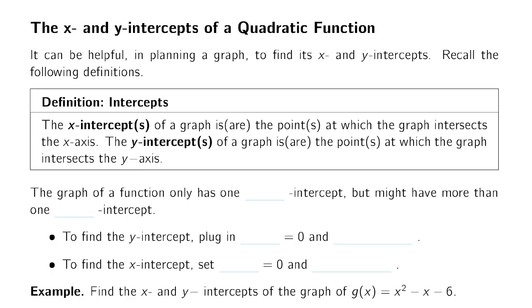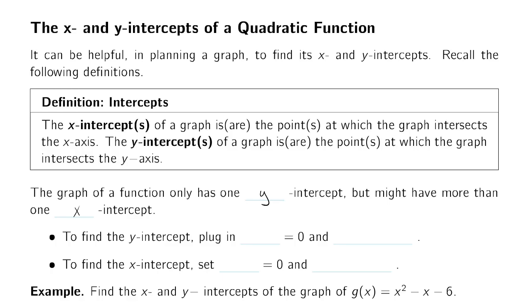It can be helpful when we're trying to plan the graph of any sort of function to find the x and y intercepts of the graph. Recall, we talked about this for lines. The x-intercepts of a graph are the points where the graph crosses the x-axis. The y-intercepts are where the graph crosses the y-axis. A function is only ever going to have one y-intercept because the y-axis is a vertical line, but it can have more than one x-intercept.